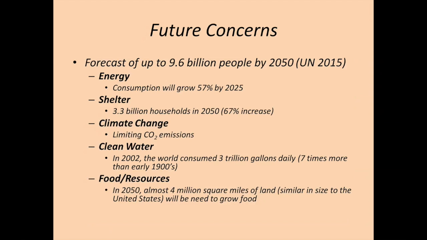In this video lesson, we'll discuss future concerns with a population that's forecasted to be up to 9.6 billion people by 2050. Specifically, we'll look at energy, shelter, climate change, clean water, and food and resources. Every time we introduce a concern, we'll also talk about one possible solution.